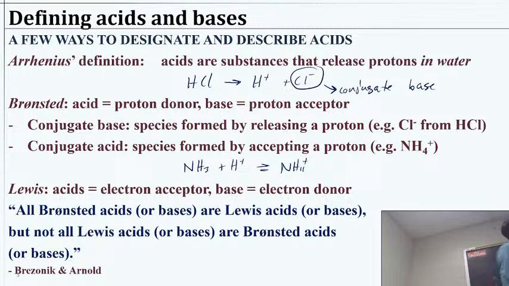All Bronsted acids or bases are Lewis acids or bases, but not all Lewis acids or bases are Bronsted acids or bases. So it's kind of weird, but the Lewis acid definition satisfies all Bronsted, but not necessarily vice versa. So sometimes describing it as Lewis acids or bases makes more sense.